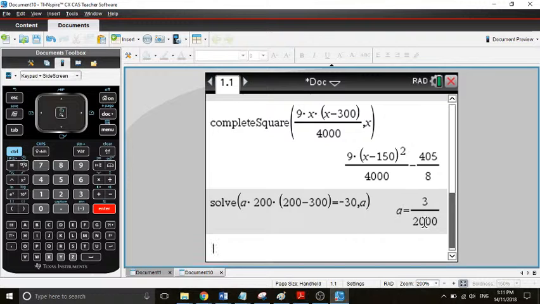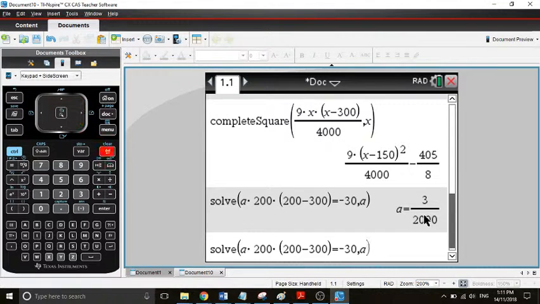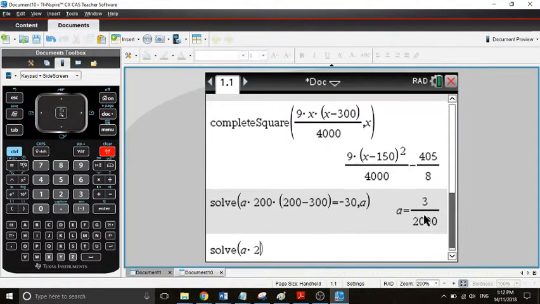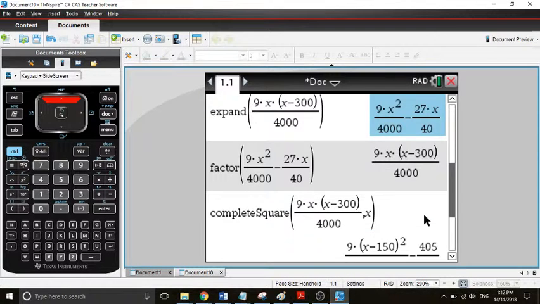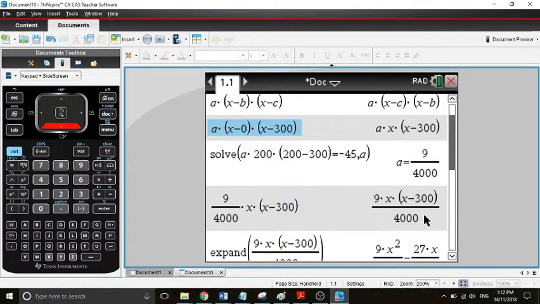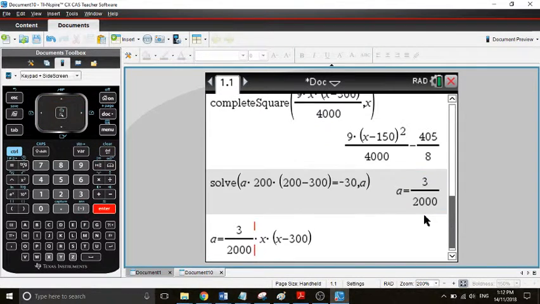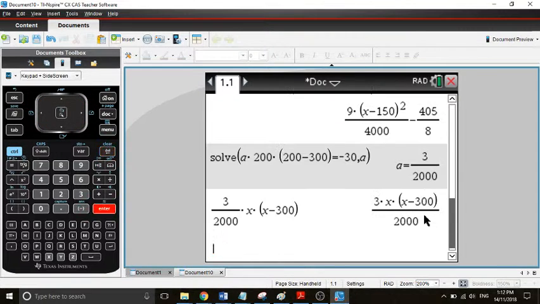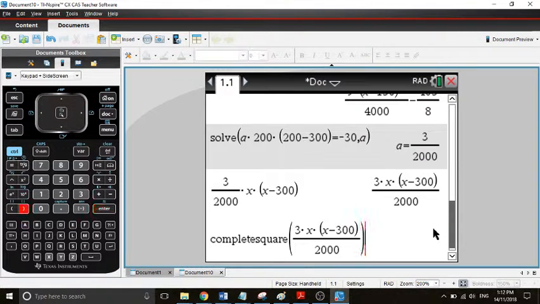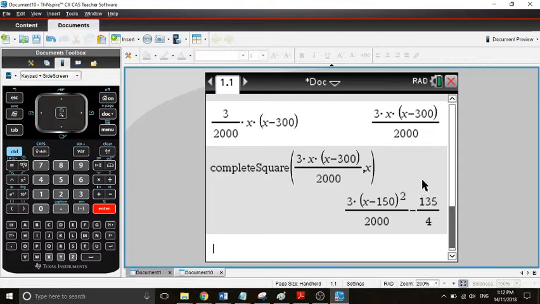So what we're going to do is take this and delete all this here. Oh no, we don't want that. No, sorry. Here is our equation. Instead of A, we're going to write this. And so we've got this. So that's our new equation. Now we want to find out what our new maximum depth is, so we're going to complete the square on this for x, so our new maximum depth is negative 135 over 4.